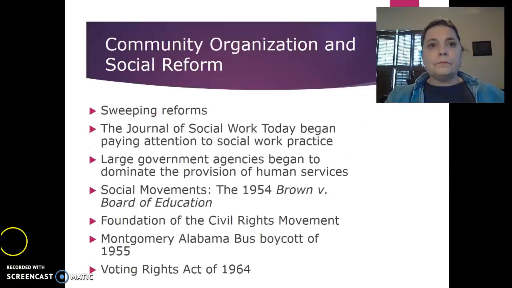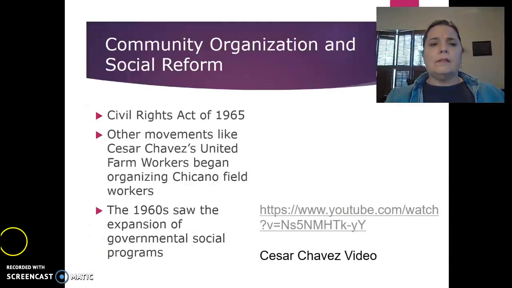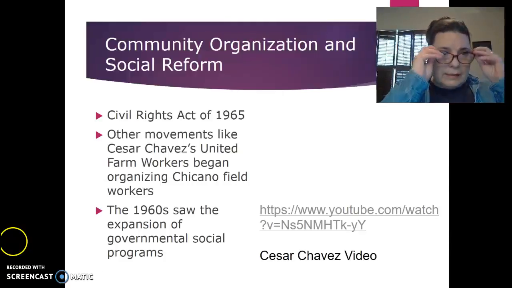We had sweeping reforms and social movements in the 50s. We had the foundation of the Civil Rights Movement, the Alabama bus boycott of 1955, the Voting Rights Act of 1964. The 60s saw an amazing rise in social movements.